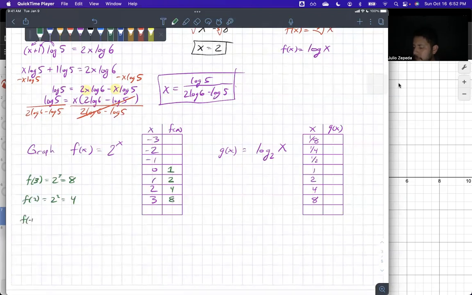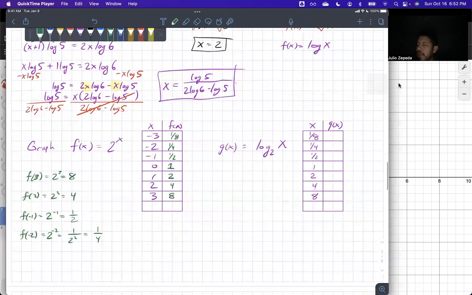Now, f of -1, that one's a little bit more complicated. 2 to the -1, we kind of briefly talked about it earlier. That is the reciprocal of 2, which is 1/2. f of -2 is 2 to the -2, which is the reciprocal of 2 to the 2, or 1/4. And then 1/8. You can see as you go up the y values, they're just getting cut in half each time. Okay, so we can plot this function.